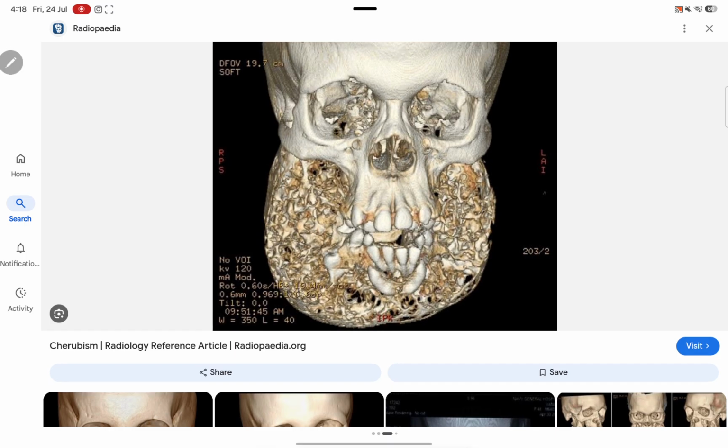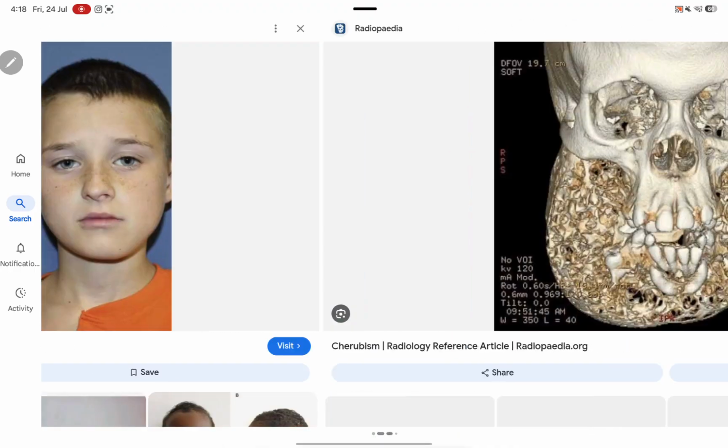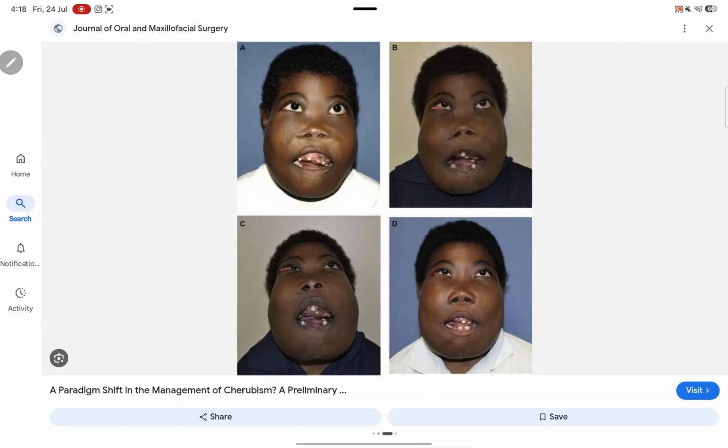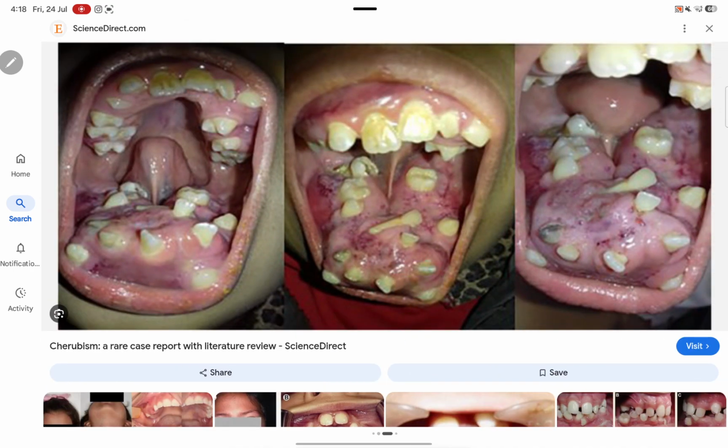So these are a few images that I'd like to show you of how the jaw appears. The jaw expands and there is a destruction of the jaw bones. This is a very severe case. The child looks like this. Okay, see here there are different images of children showing how cherubism looks.